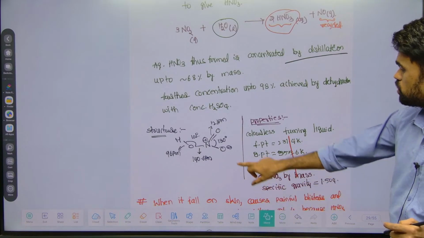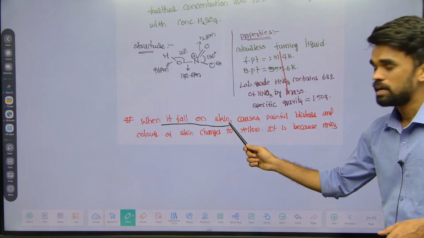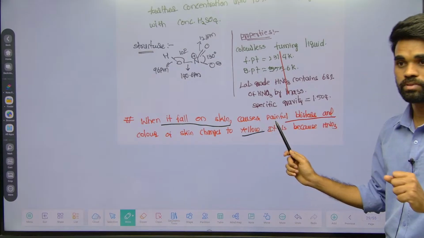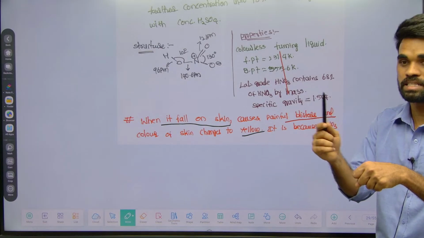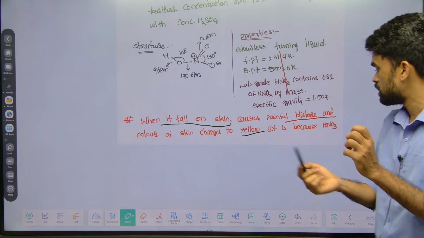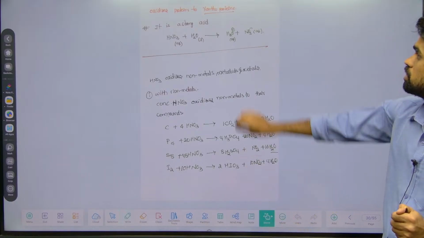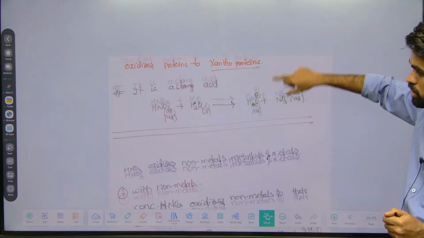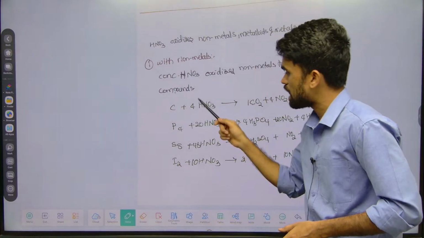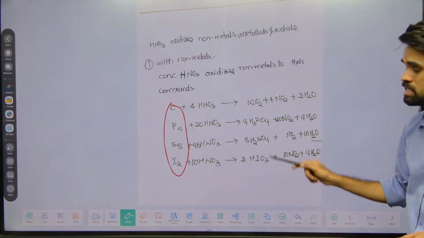Okay, when you use nitric acid, if it falls on the skin, it causes painful blisters and the skin color changes to yellow. It means the skin proteins get oxidized to xanthoprotein. What is it? Xanthoprotein. So what color are you going to see? Yellow color. Like this, xanthoproteins it will be.